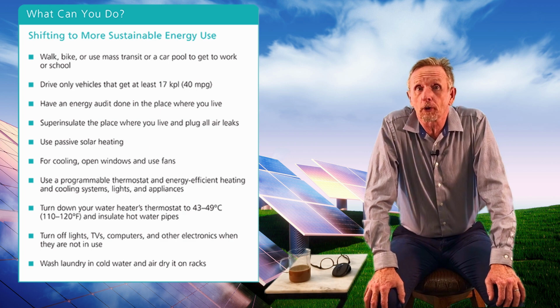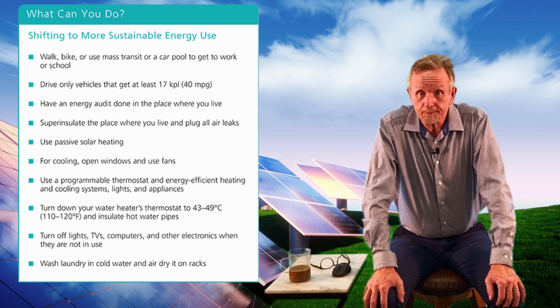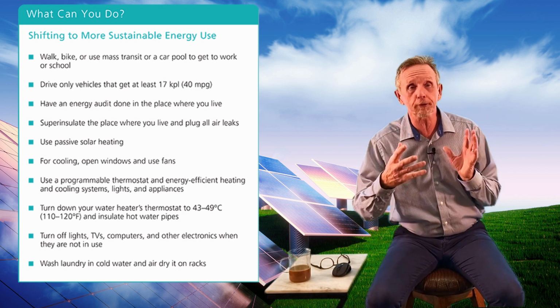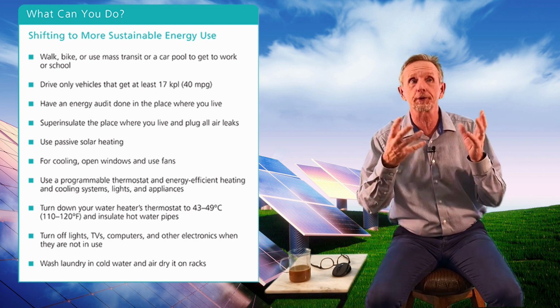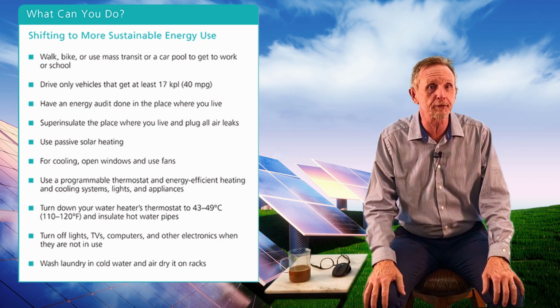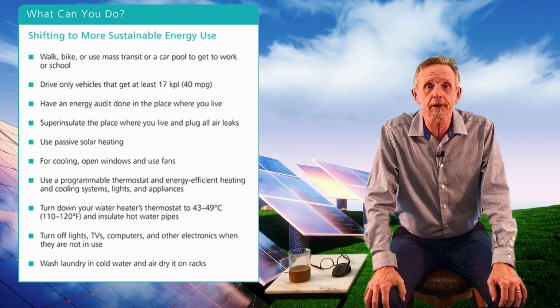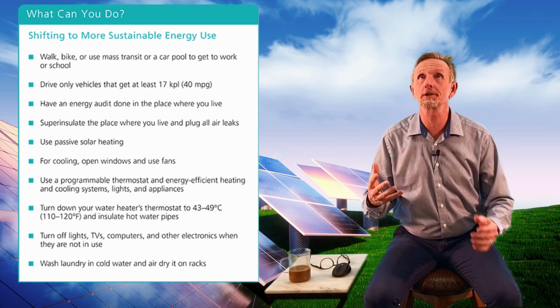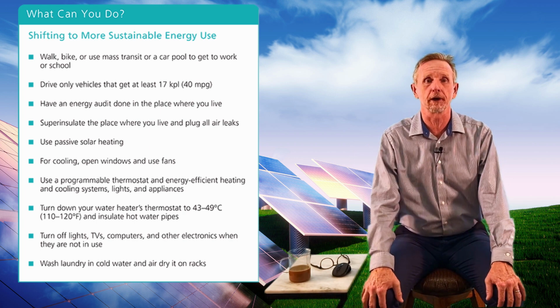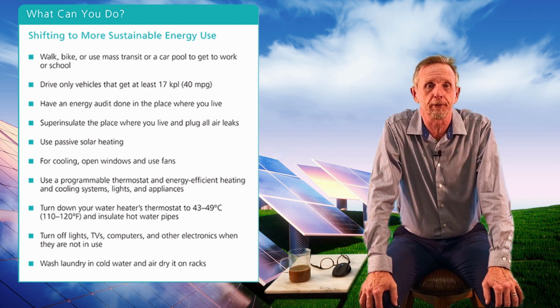Use passive solar heating. When you go to buy a house, make sure you're getting one that's oriented in the right way so that you're taking advantage of passive solar heating. It's very inexpensive. You need to have some good insulation, but we should all have good insulation in our house. That's just a no-brainer, if you will.